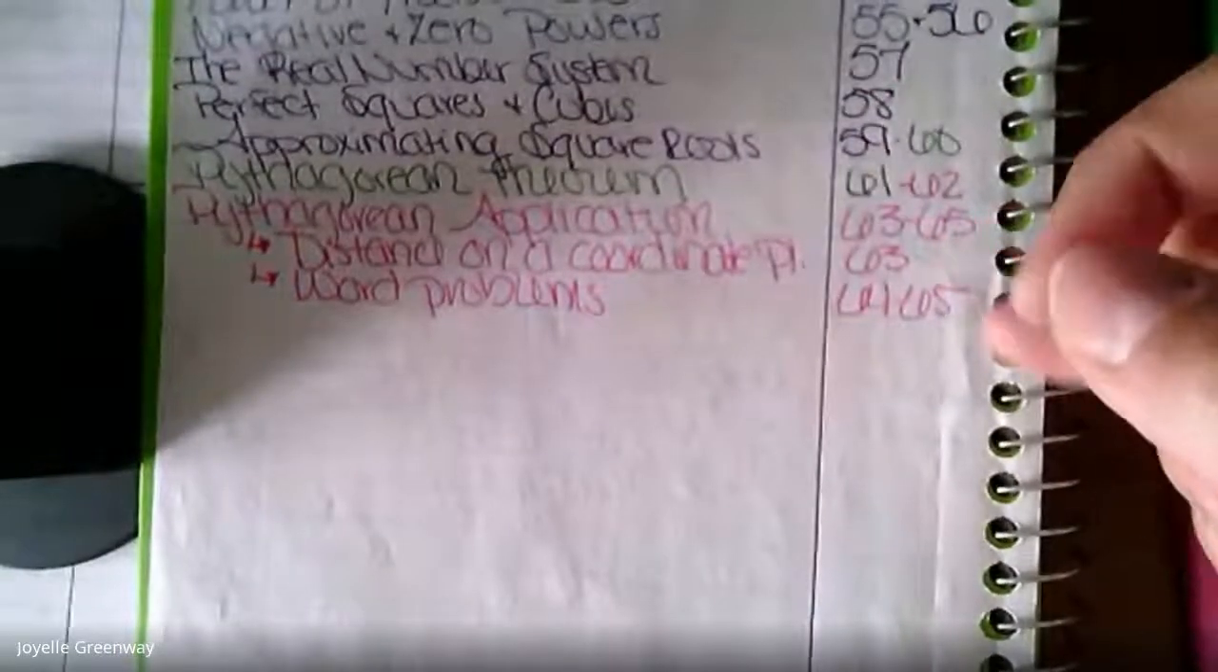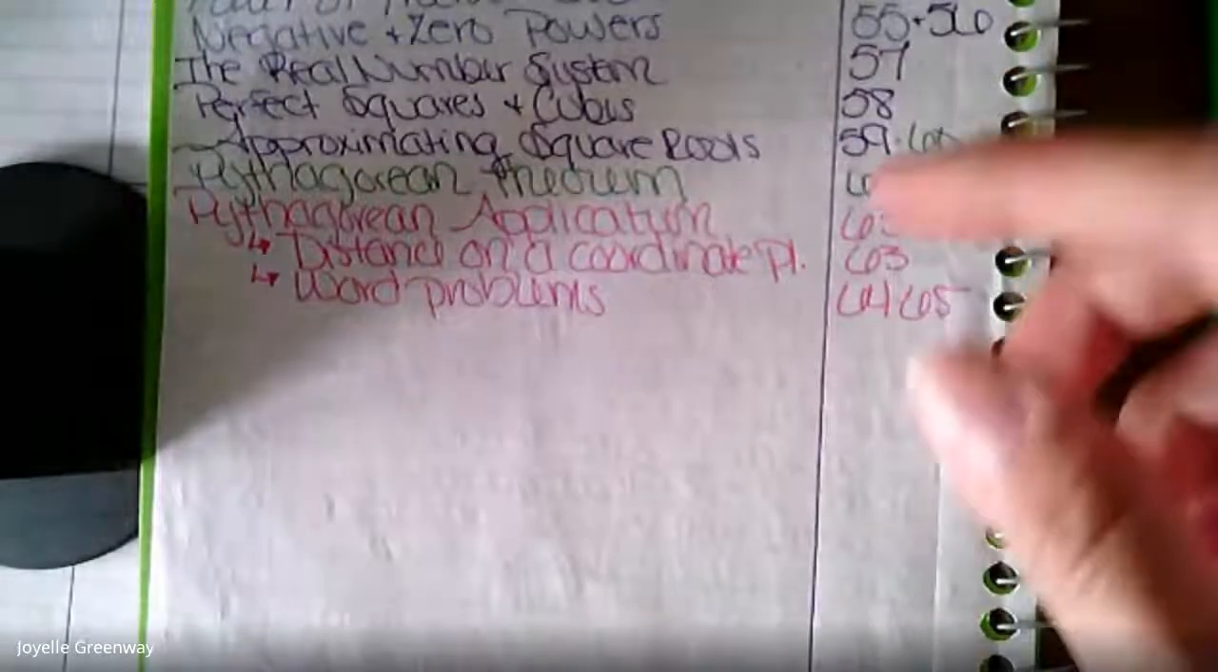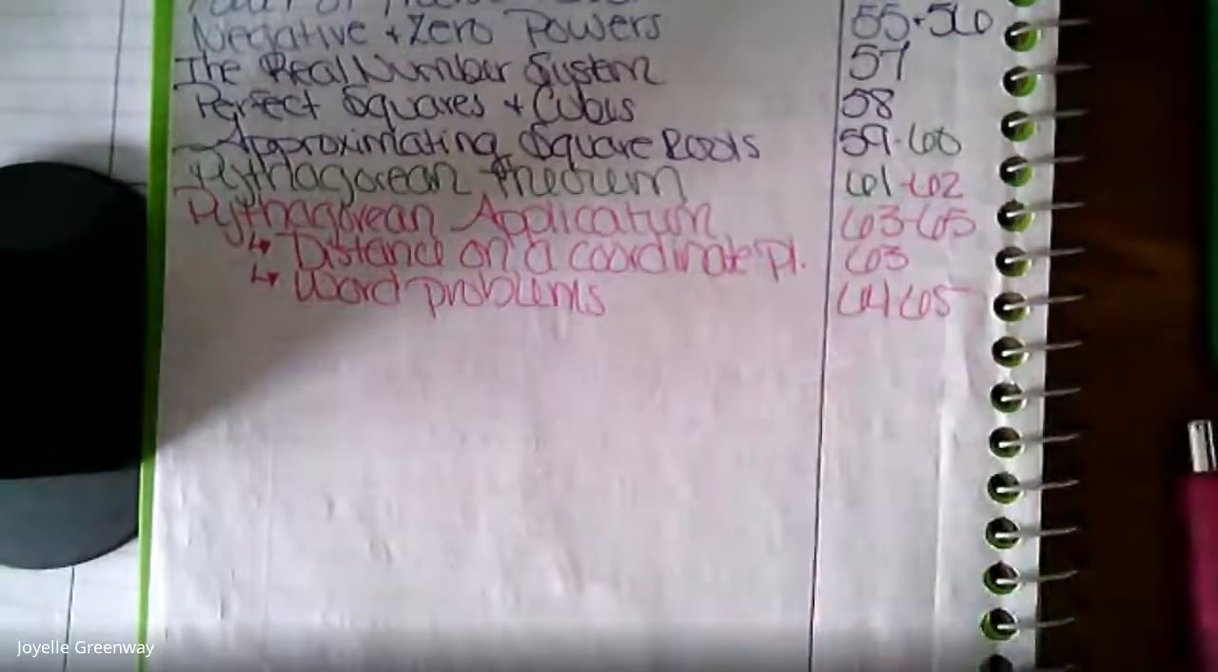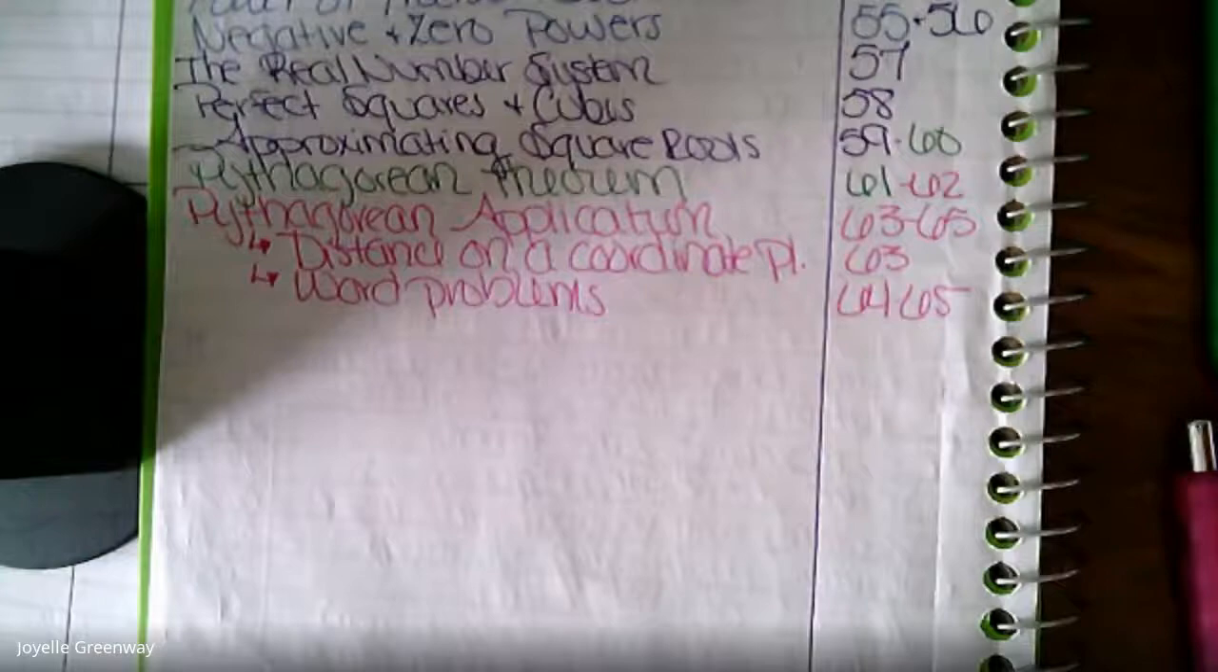So if you could please update your table of contents. This whole thing is called Pythagorean Application because we're applying the Pythagorean theorem. And so that's going to take place between pages 63 to 65. More specifically, the distance on a coordinate plane is going to be on page 63. And then the word problems, it might only take 1 page, but I put 2 anyway. So it might be 64 to 65 or just 64.